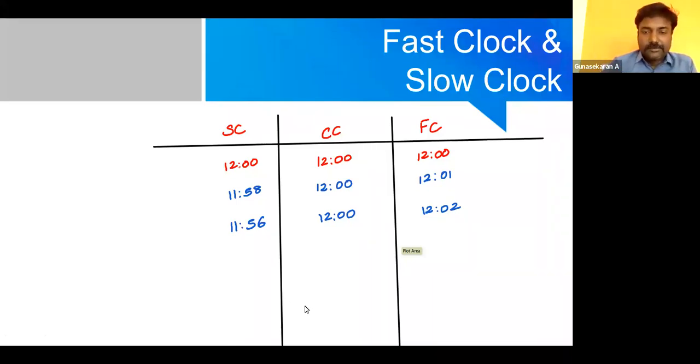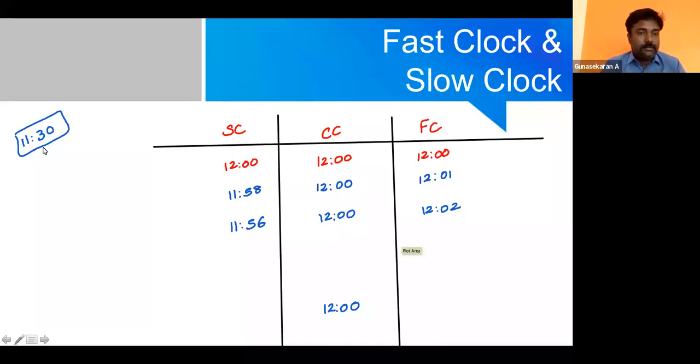Okay. Now, time is now 12 o'clock. If my watch shows 11:30, whether it is fast clock or slow clock. Correct clock shows 12 o'clock and my watch shows 11:30, whether it is a fast clock or slow clock. That's my question.